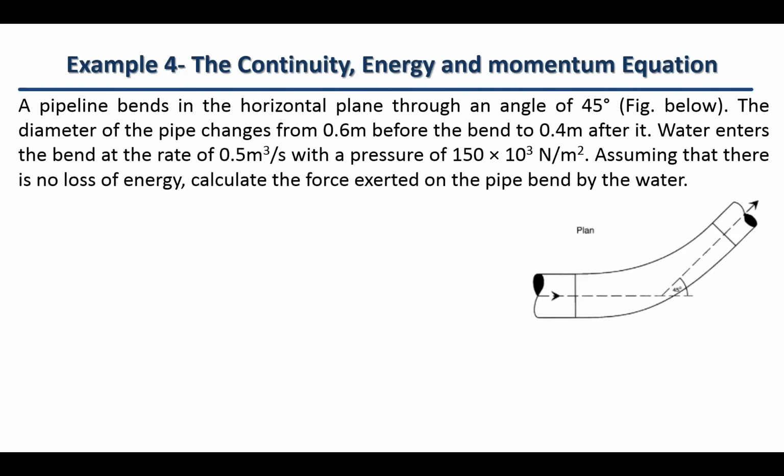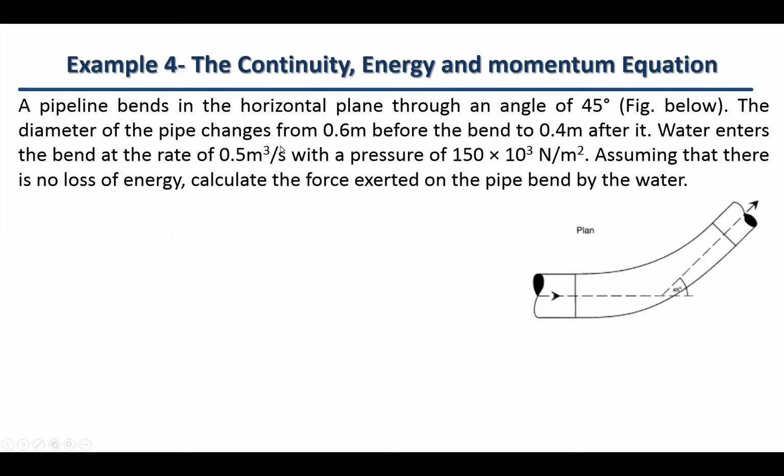Okay, let's look at the last example. This is a very important example that has all the equations together. We have a pipeline that bends in a horizontal plane through an angle of 45 degrees. You can see here it is completely horizontal, so there's no weight applied to that.